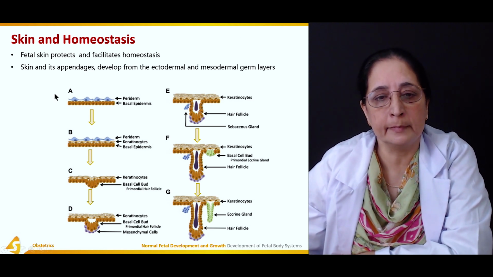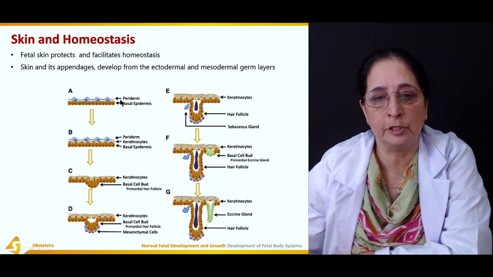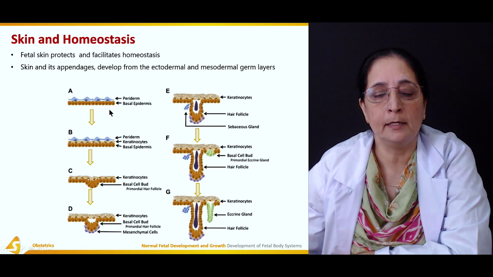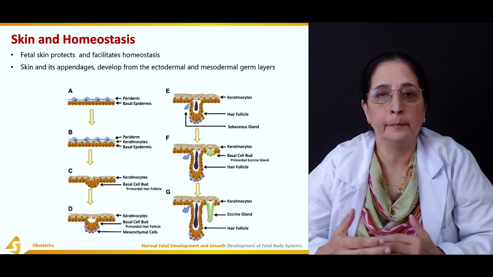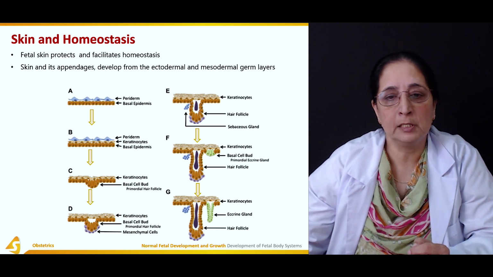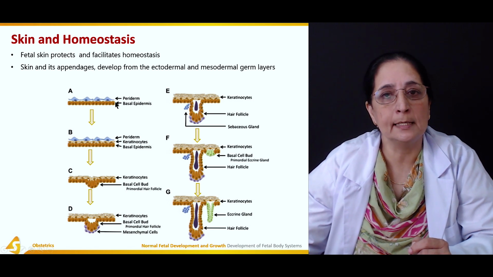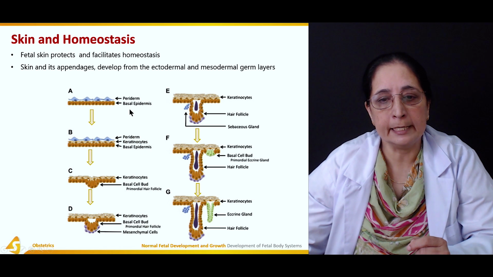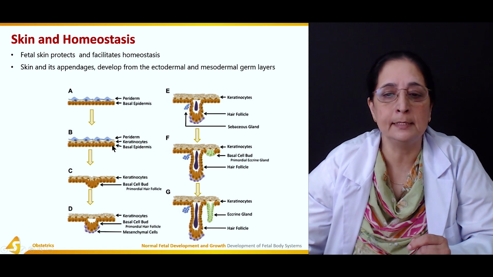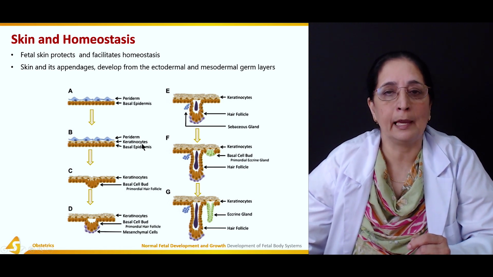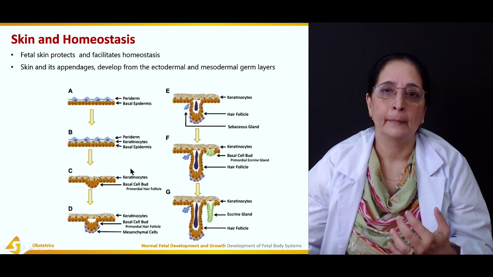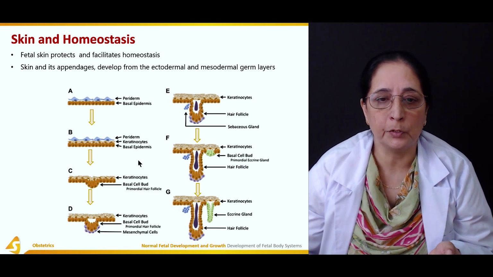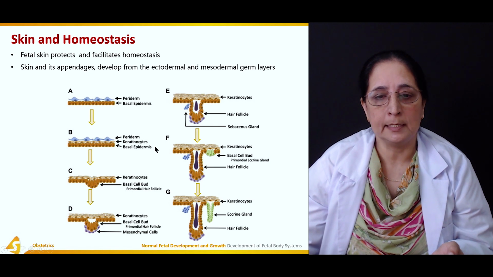If you see the diagrams, there are different structures. First the periderm is formed, and then the basal epidermis layer, with the periderm around the skin. In the second stage, between the periderm and epidermis, there is formation of keratinocytes. Keratin is the pigment of the skin, and keratinocytes are the cells that produce that pigment.